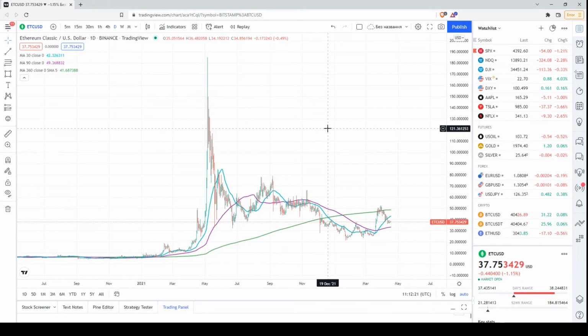Okay, this is the daily chart. We have three moving averages that are heading sideways. So this is a clear signal that probably the market is starting some kind of consolidation. But let me start step by step.